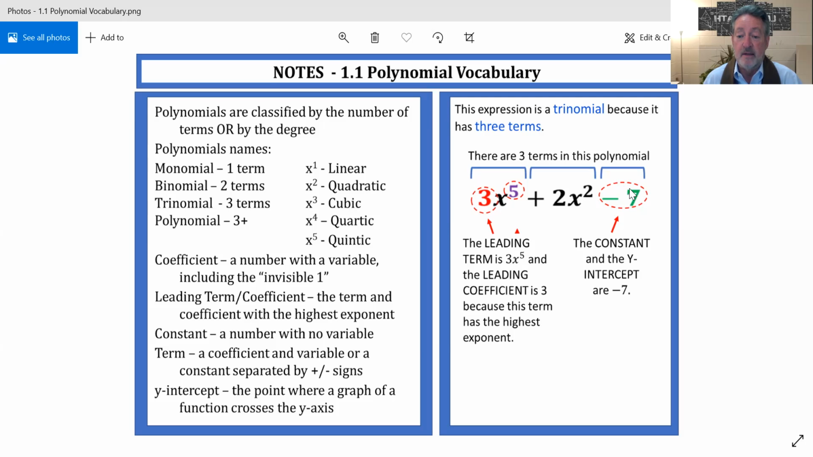The constant is the part of the expression that does not have a variable with it. So a constant does not have a variable. All right? So that's the information that you have. Let's go do a couple of problems.